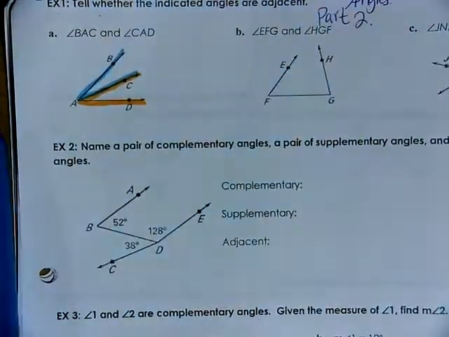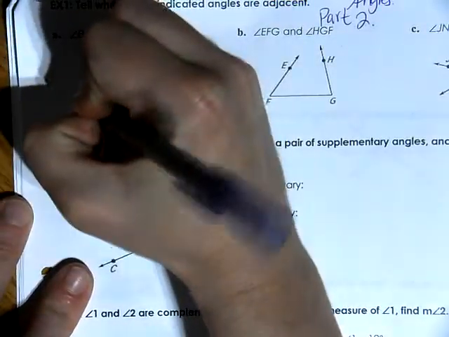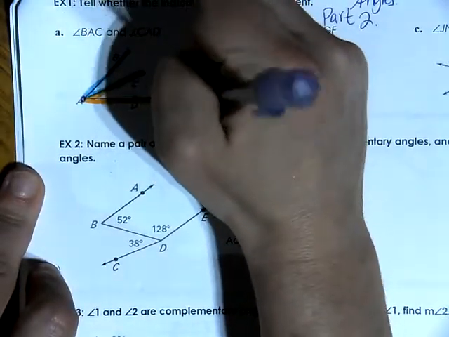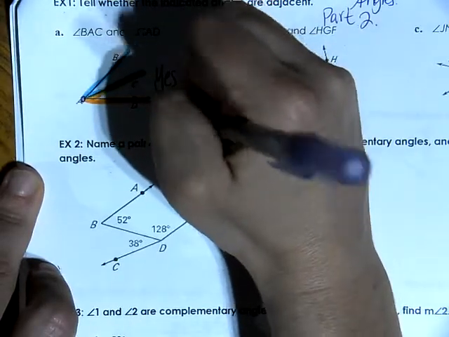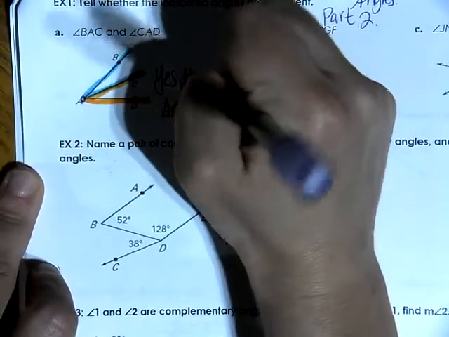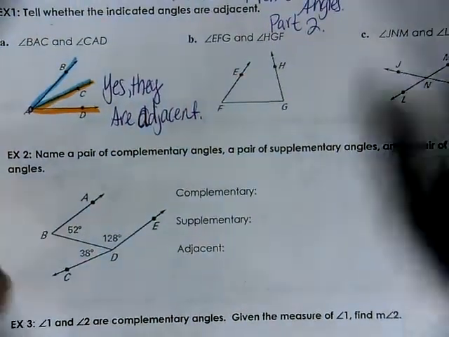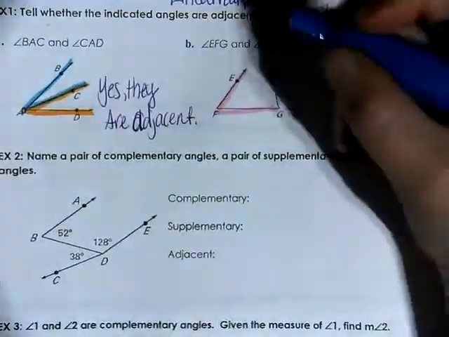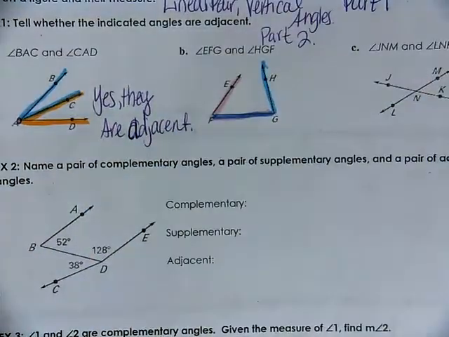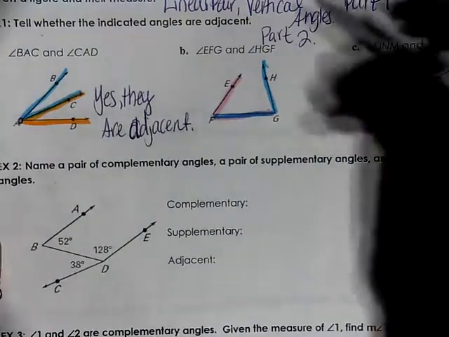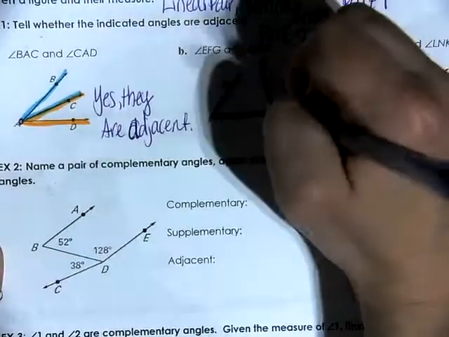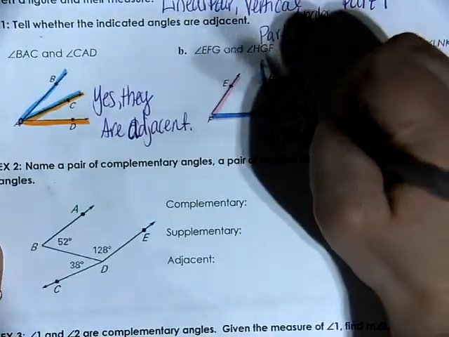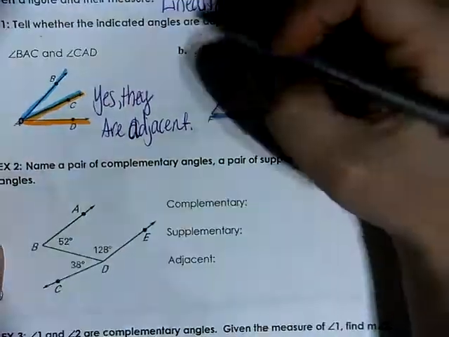Yes, these two angles would be considered adjacent to each other because they share a common vertex and they share a common side. So the answer is yes, they are adjacent angles. Let's look at letter B. For letter B, we have angle EFG, and the other angle that we have is HGF. These two angles share a common side, but they do not share a common vertex. So the answer in this case is no, they are not adjacent.